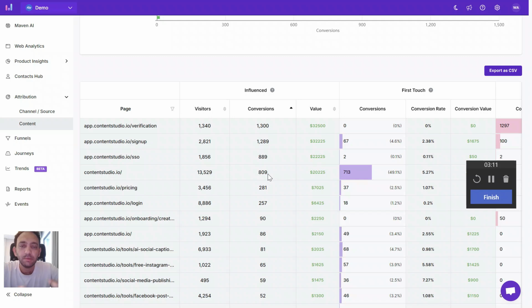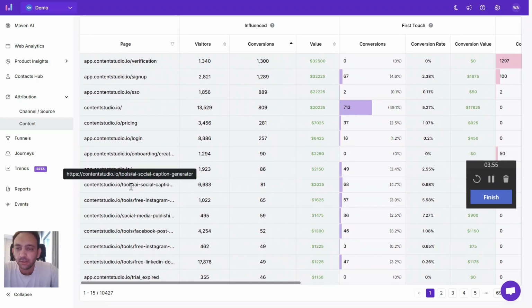Here we can see 809 people have visited the home page before conversion and 281 people have visited the pricing page. This is pretty important. If you want to know how many people are visiting the pricing page before conversion, then this is the number. 281 people have visited the pricing page sometime in their journey before conversion. And 37 conversions had the pricing page as their first touch. Similarly, if you look at the home page, out of 809, 713 conversions came to the home page as their first touch.